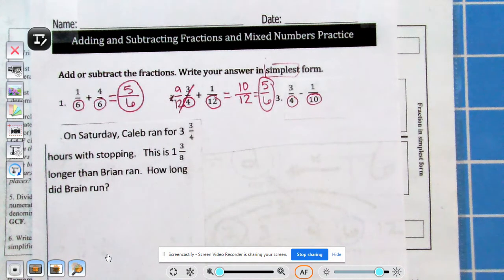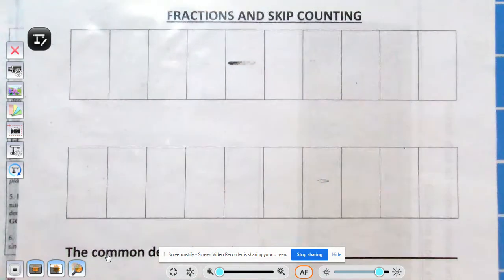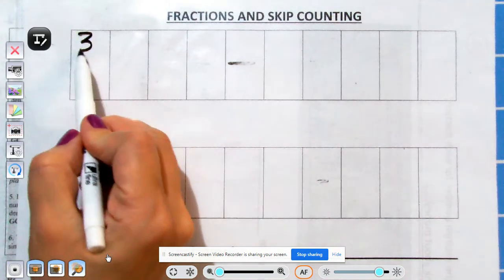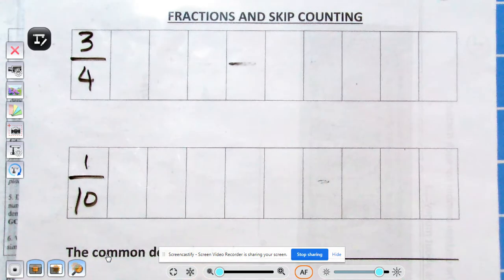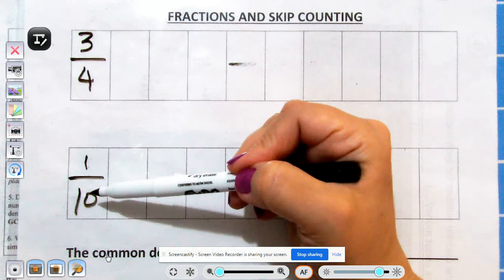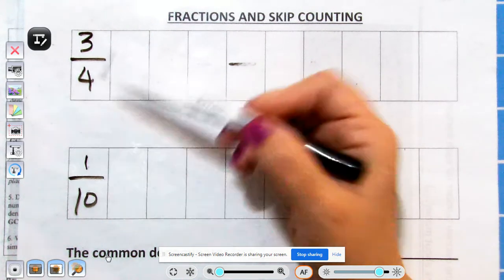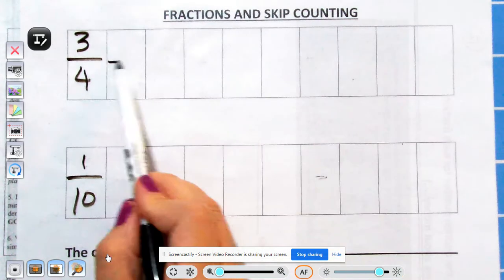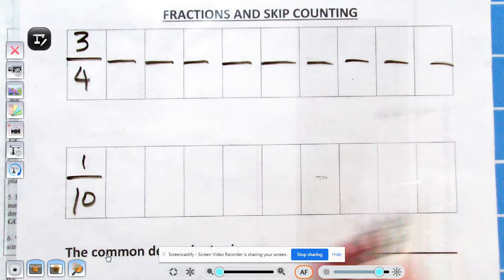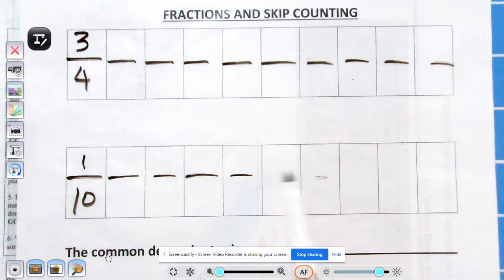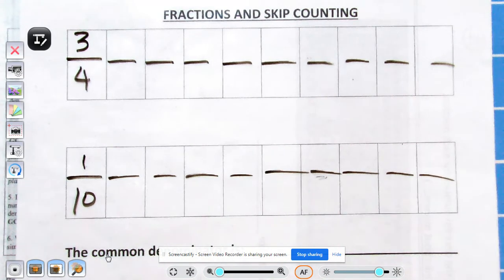So we have 3/4 and 1/10. All right, 4 is not a factor for 10. 10 is not a factor for 4. So in this case, we're going to be changing both of our fractions. We're going to skip count by the numerator and denominator until we find the least common denominator. Since you're trying to find common denominators, I would just start with the denominators.